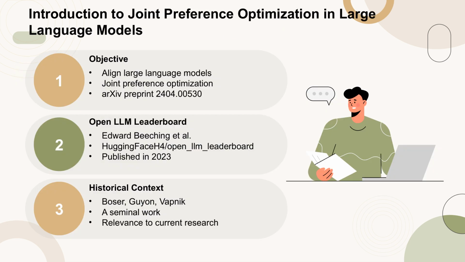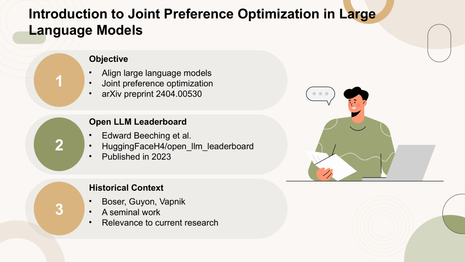The primary objective of this research is to align large language models through a process called joint preference optimization. This approach is detailed in the arXiv preprint 2404.00530, published in 2024. Additionally, the research draws on the Open LLM Leaderboard, a resource created by Edward Beeching and colleagues, which is available on the Hugging Face platform and was published in 2023.